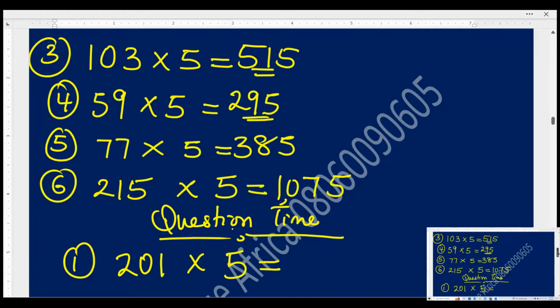So what is the step to multiplying odd numbers by 5? Subtract 1. When I subtract 1 from 201, I will have 200. Divide 200 by 2, and we have 100. Then write 5 beside it. So 201 times 5 is equal to 1005.